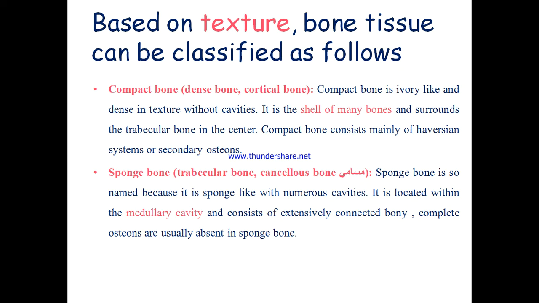while sponge bone or trabecular bone or cancellous bone is so named because it is sponge-like with numerous cavities. It is located within the medulla cavity or medullary cavity and consists of extensively connected bony trabeculae. Complete osteons are usually absent in sponge bone.